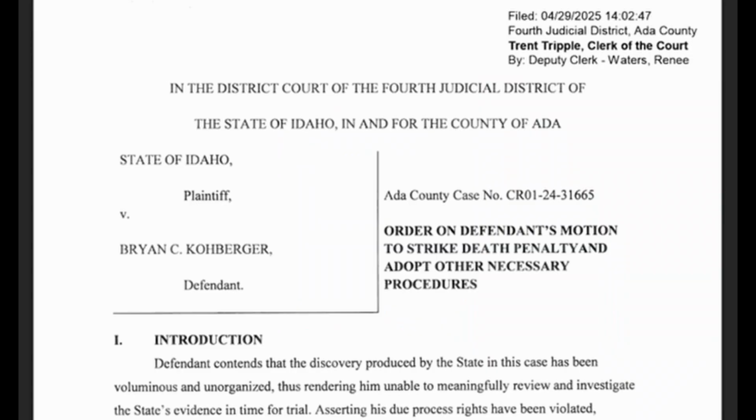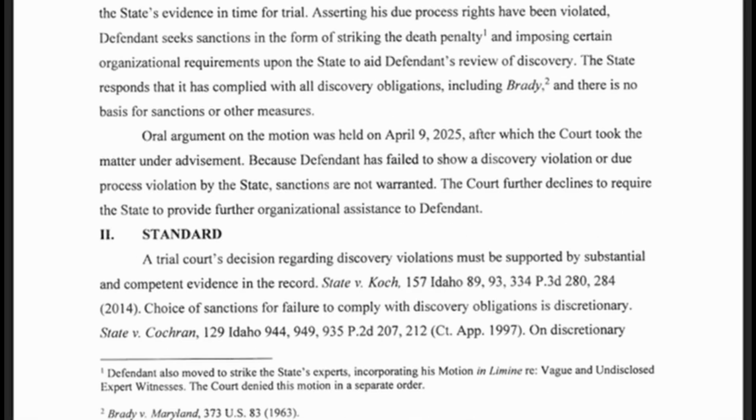Order on defendant's motion to strike death penalty and adopt other necessary procedures. 1. Introduction. Defendant contends that the discovery produced by the state in this case has been voluminous and unorganized, thus rendering him unable to meaningfully review and investigate the state's evidence in time for trial. Asserting his due process rights have been violated, defendant seeks sanctions in the form of striking the death penalty and imposing certain organizational requirements upon the state to aid defendant's review of discovery.